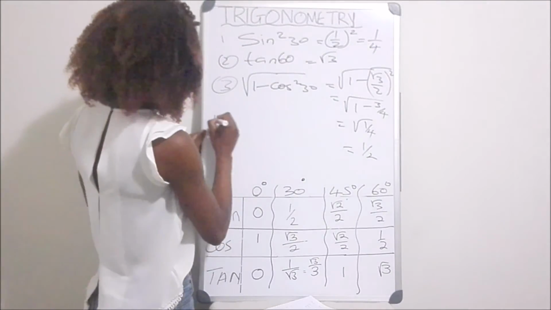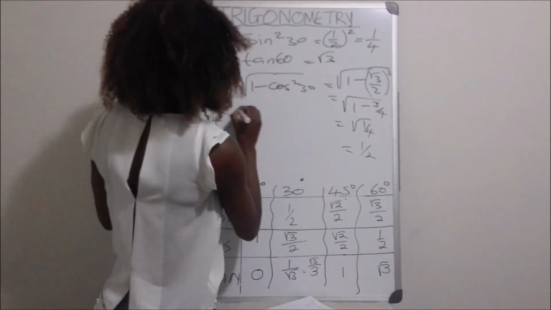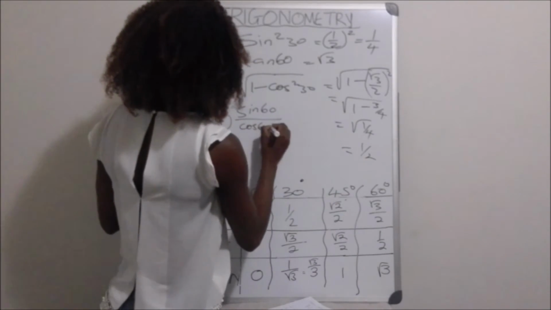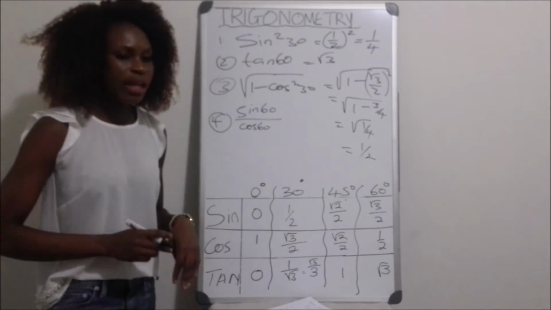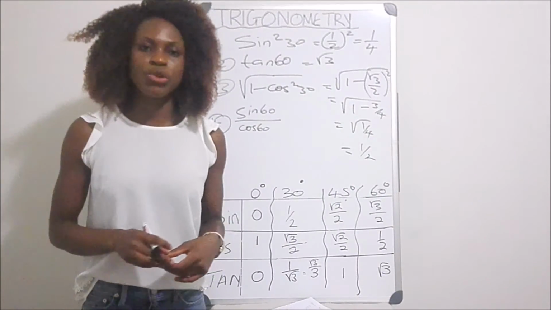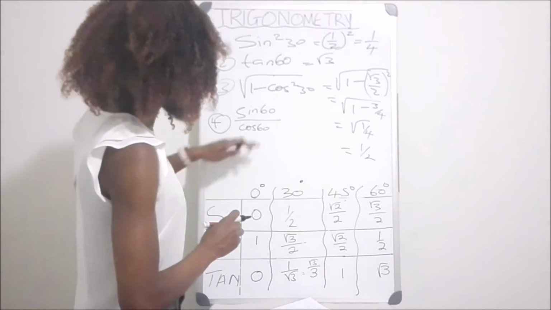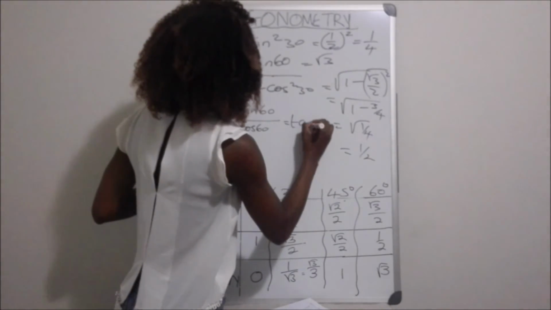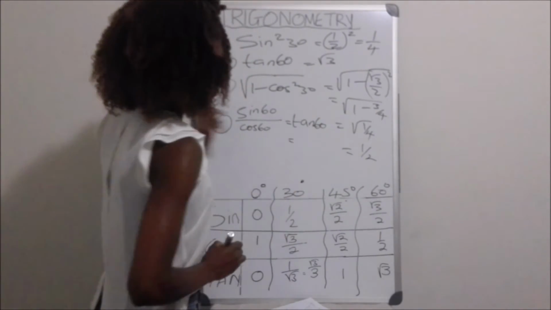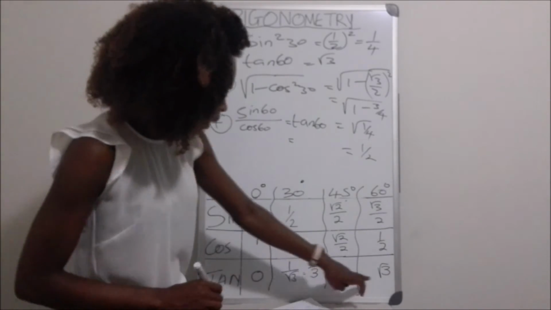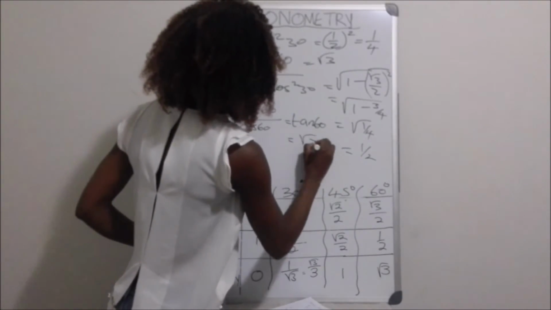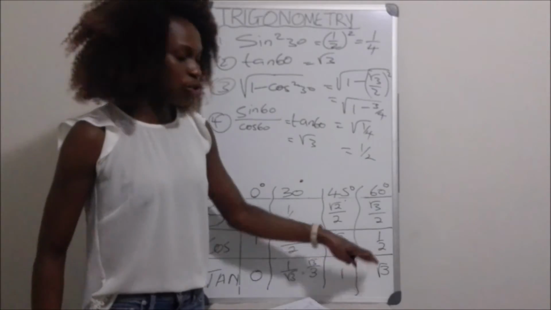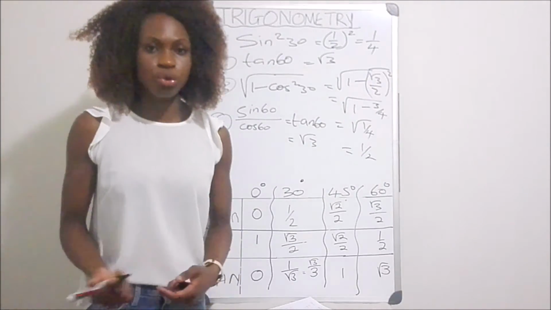Then the fourth example, which is sine 60 divided by cos 60. Remember, I already told you that sine theta divided by cos theta is equal to tan theta. So we can actually just say the answer is tan 60, and we know that tan 60 is root 3. If you don't want to do this, you can always just put root 3 over 2 divided by 1 over 2, but the answer will still be the same. It will be equal to root 3.